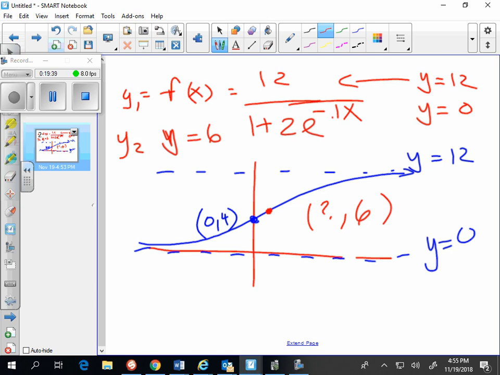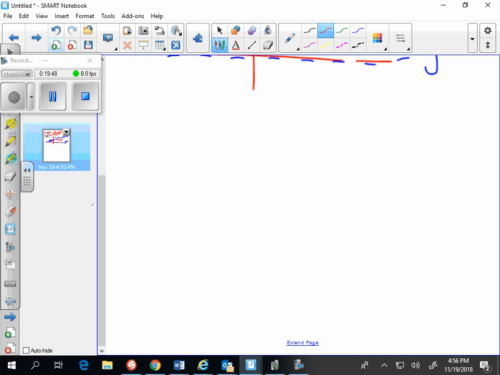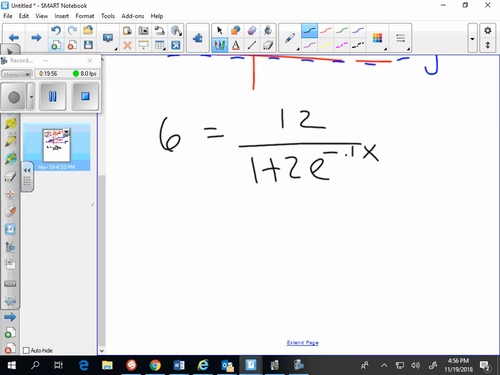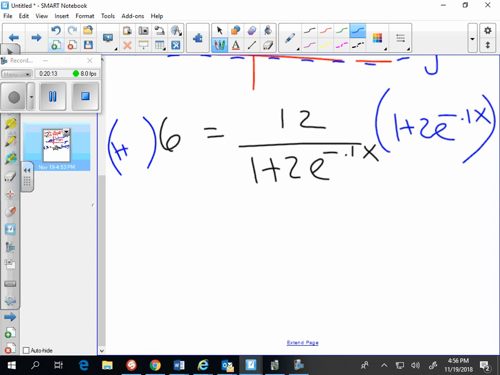I could set y equals 6 equal to y equals 12 over 1 plus 2 times e to the negative 0.1x and solve algebraically. Let's take a look at doing it that way. 6 equals 12 over 1 plus 2e to the negative 0.1x. This is the equation that I want to solve for x to find the x-coordinate of the inflection point. Well, if I multiply both sides by 1 plus 2e to the negative 0.1x, I can cancel these out like that.